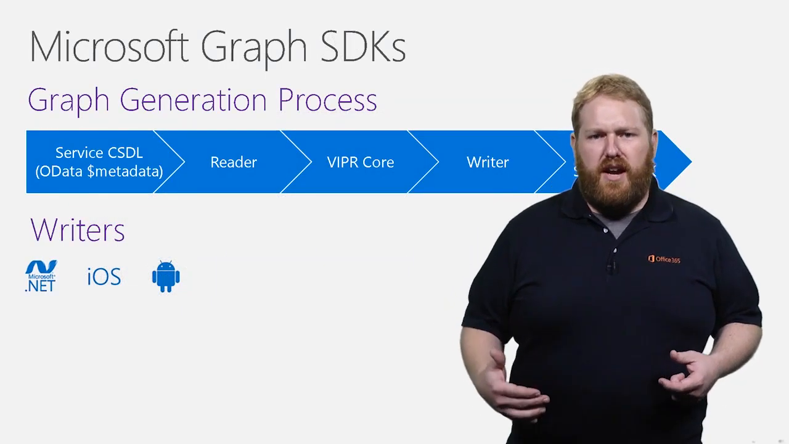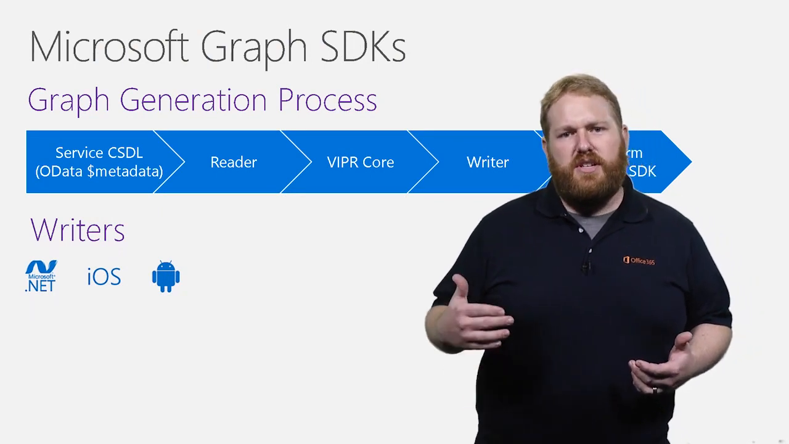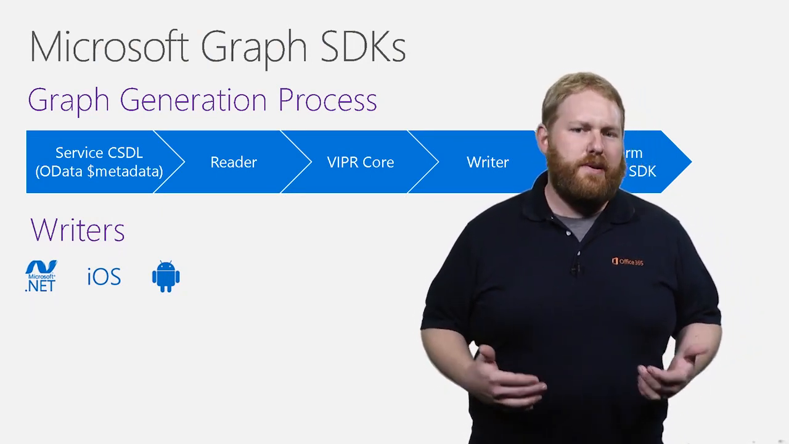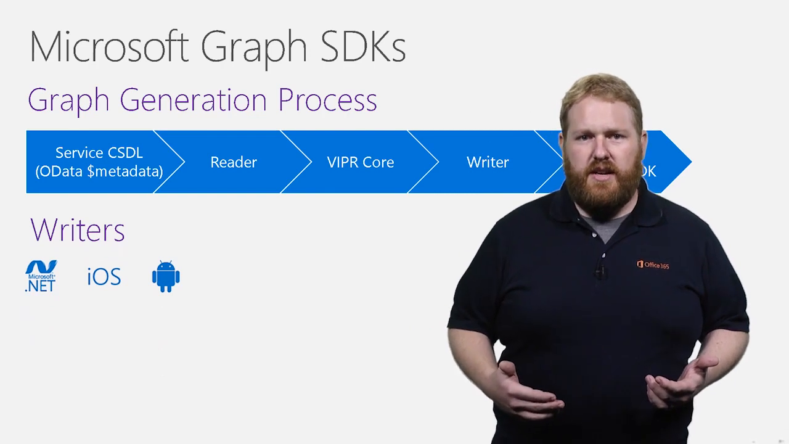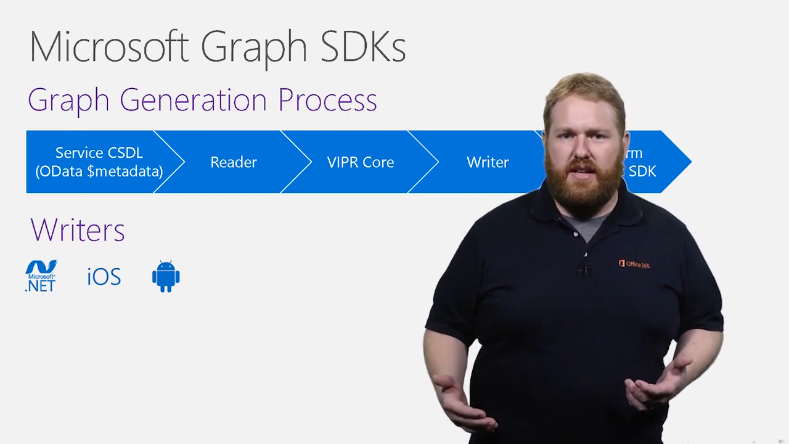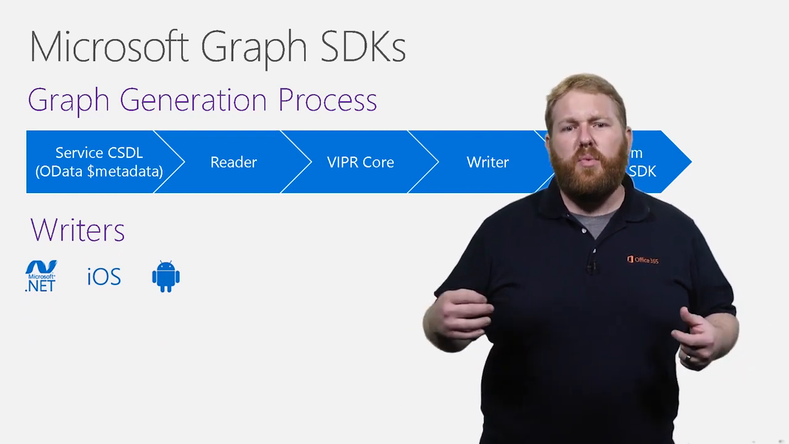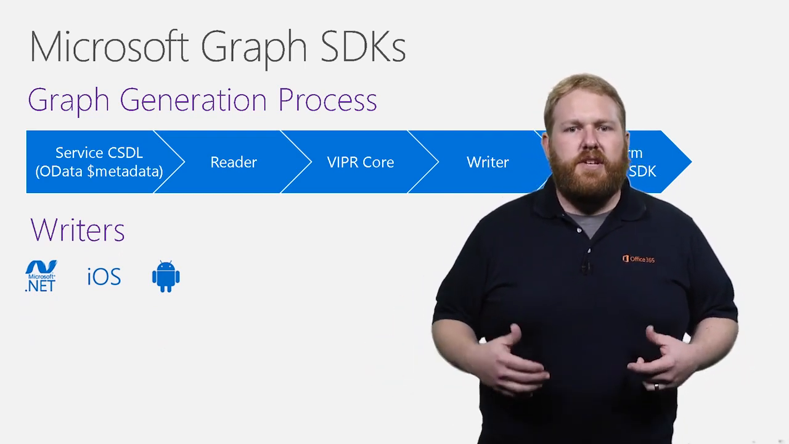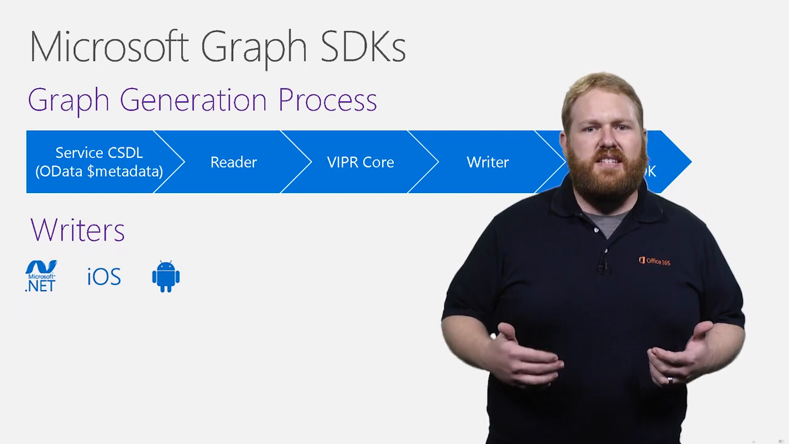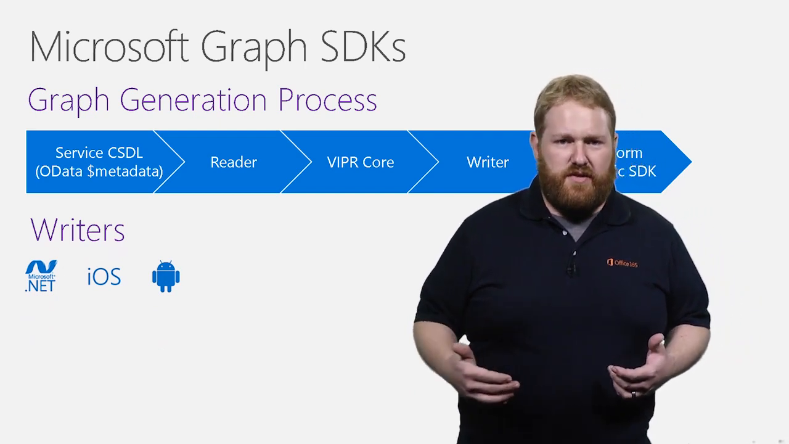The Microsoft Graph SDKs are generated using a tool called Viper, which is developed by Microsoft and available on GitHub. Viper takes in the service description metadata and outputs a client library in the language desired, which is the writer component of this tool. This makes it a great tool to use for building SDKs that provide CSDL service metadata.